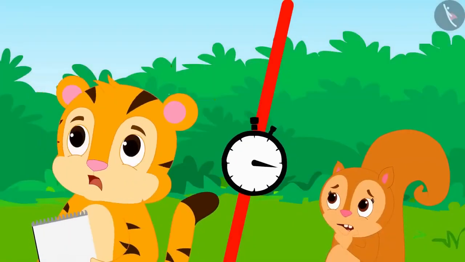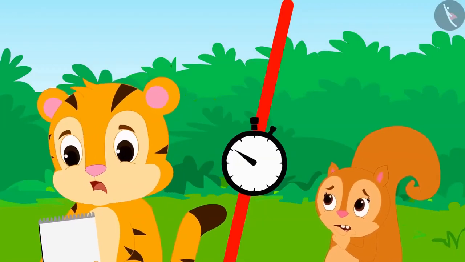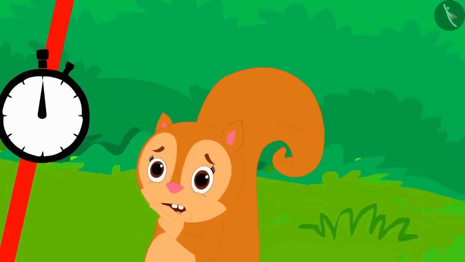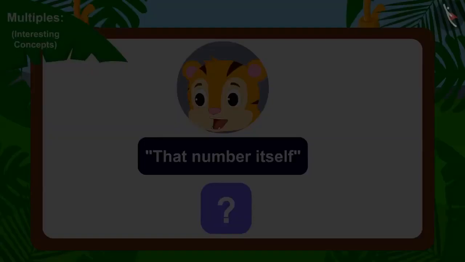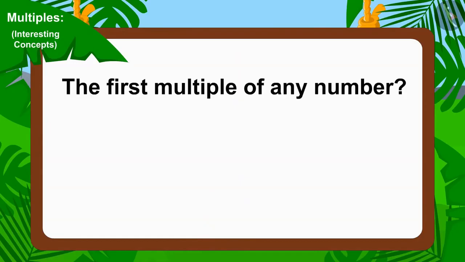Time has started ticking and Chanda and Sher Khan started thinking. When the time was up, Sher Khan gave the answer, "That number itself." And Chanda could not think of an answer. Is Sher Khan's answer correct? What will we do if we want to find the first multiple of any number?